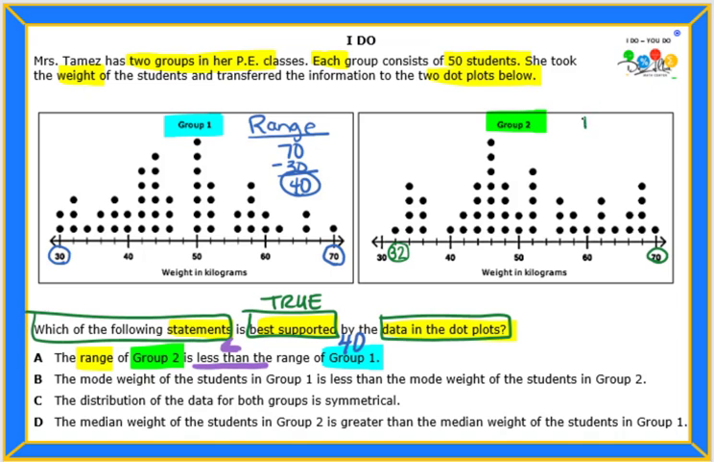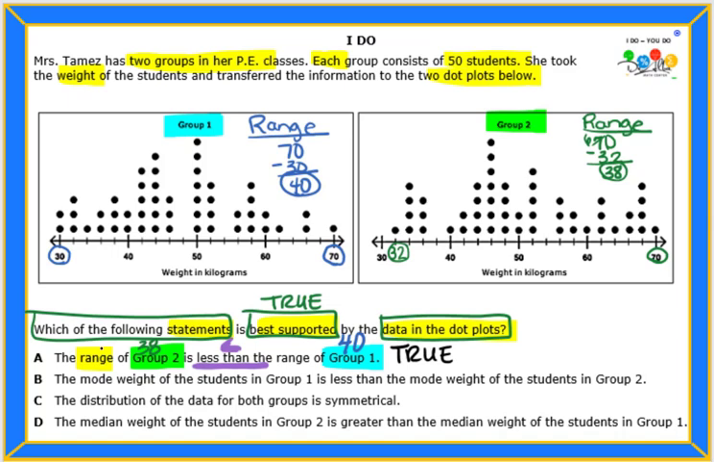So we're going to get the range by taking the difference of 70 and 32. That's going to be 38. And now we can use that comparison with our numbers. Is 38 less than 40? That is true. Okay, so let's check our other answers.